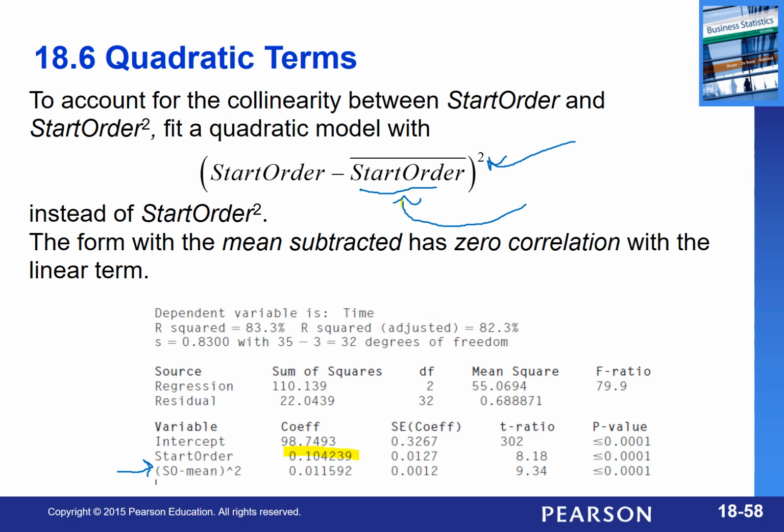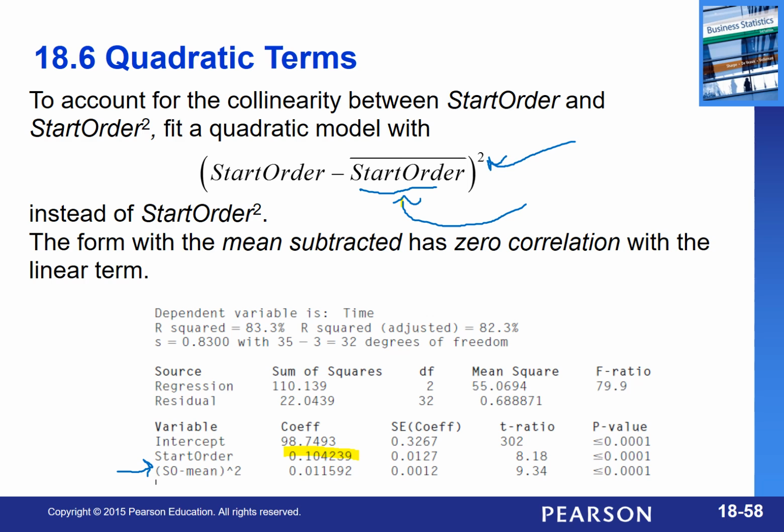So how do I fix collinearity? With quadratics, it's actually really easy. You include a term that will not be correlated to the original. So I'm hoping you recognize that right here I'm using the mean of start order. This is going to remove the relationship start order squared has with start order. So I'm subtracting the mean from start order and then squaring it. I'm going to be using the calc menu to do this when you watch me do it in the videos.